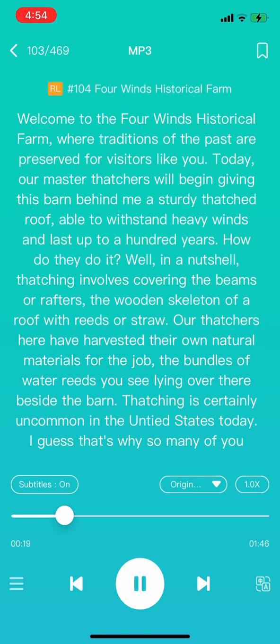Well, in a nutshell, thatching involves covering the beams or rafters, the wooden skeleton of a roof, with reeds or straw. Our thatchers here have harvested their own natural materials for the job, the bundles of water reeds you see lying over there beside the barn. Thatching is certainly uncommon in the United States today. I guess that's why so many of you have come to see this demonstration. But it wasn't always that way.